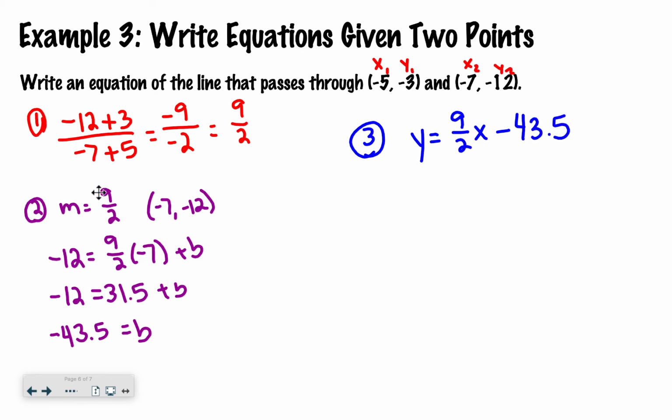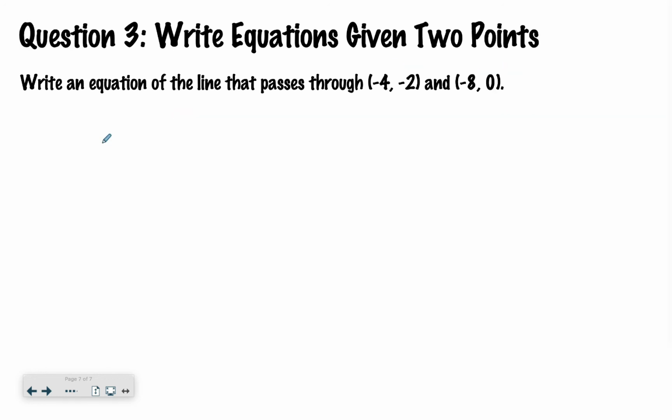So steps 2 and 3 are the same as what we've been doing the whole video. And then step 1 is just pulling on some prior knowledge we have on how to find slope. So hopefully it doesn't seem too bad or too overwhelming. Why don't you go ahead and take a minute and find the equation of the line that passes through (-4, -2) and (-8, 0). Good luck.